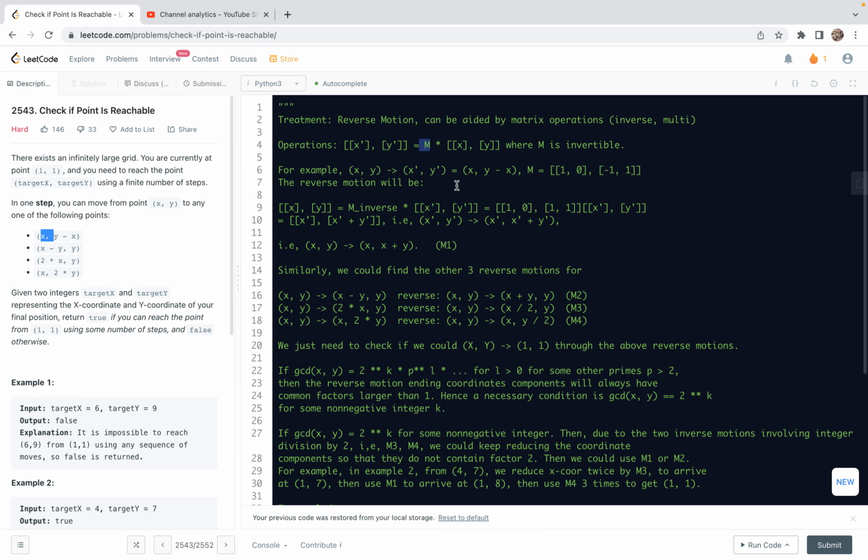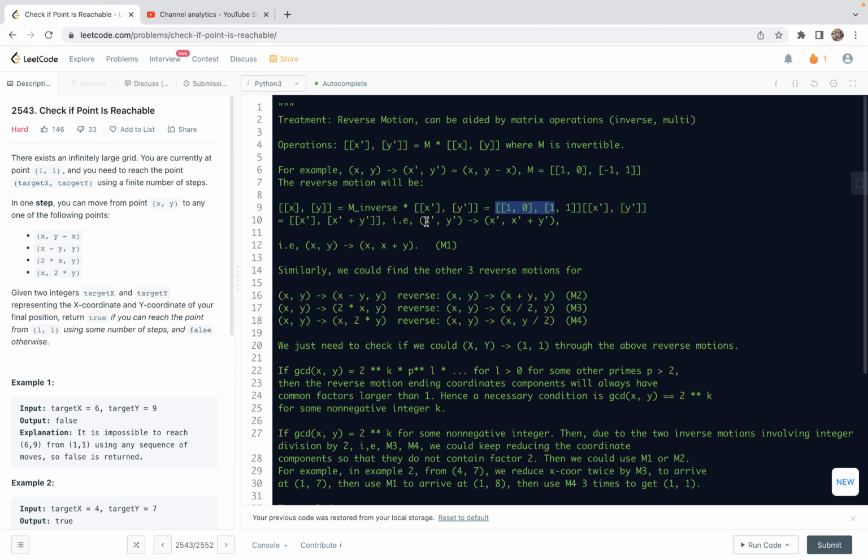Here is the corresponding matrix M. For example, the first operation, from (x, y) to (x, y minus x), corresponds to M equals [1, 0; negative 1, 1]. If we want to compute the reverse motion, we just need to multiply by M inverse on both sides of this operation. So the key thing is to compute M inverse, or the reverse. The reverse would be [1, 0; 1, 1]. The numbers in the main diagonal do not change, and in the off diagonal the signs change. So this is the matrix reverse.